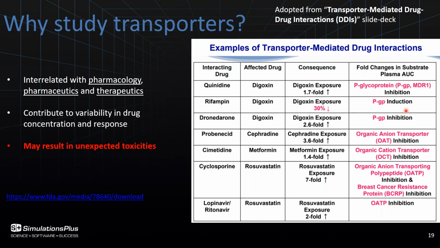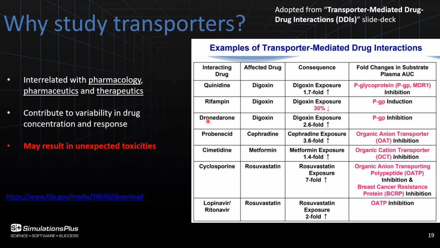Rifampin is a PGP inducer. So this is going to create more PGP, which would create more efflux transporters, and would prevent digoxin from crossing into the blood. And so this would lower the exposure of digoxin. In this case, you might not be getting enough of that compound to reach a therapeutic level. So this would obviously be bad for the disease state, whereas this one could potentially lead to toxic effects.